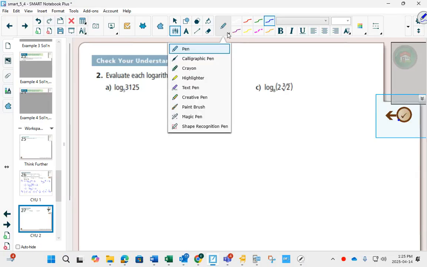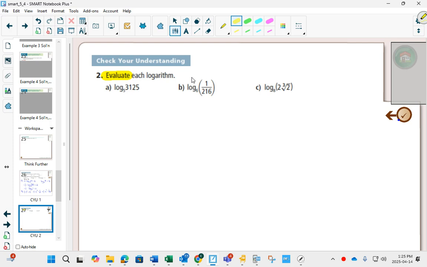So the command word here is evaluate, which means write an answer as a number. Come up with a numerical answer for each of these questions. Some of these you could maybe do in your head, and some of them you will not be able to do easily in your head. But this is what you're imagining.